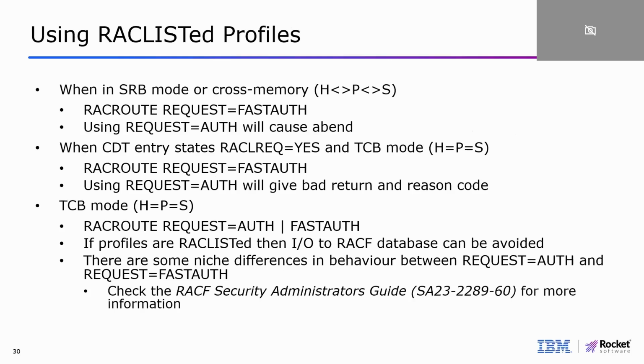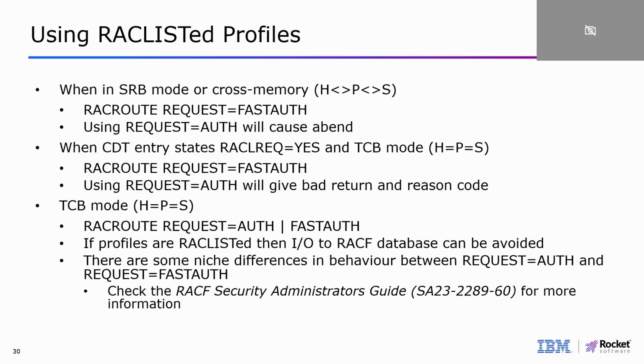So, using RACLISTed profiles: if you're in SRB mode or cross memory mode and you do a RACROUTE REQUEST=FASTAUTH, you're good to go. If it's RACLISTed, you're going to get a decent response from RACROUTE. If you try doing a REQUEST=AUTH, you're most likely going to get some sort of horrible event. If you're in non-cross memory mode, in TCB mode, and the CDT entry states RACLIST required equals yes, again, RACROUTE REQUEST=FASTAUTH is going to be good. If you try using RACROUTE REQUEST=AUTH, you're going to get a bad return or reason code.